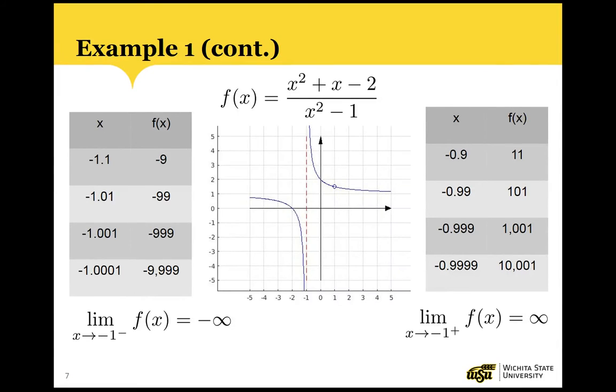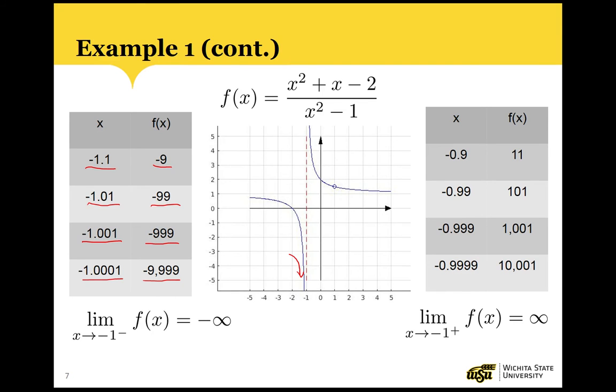Continuing on with example 1, we see that we have the limit from the left, on the left-hand side of our screen here, and we are plugging in values that are getting progressively closer to negative 1 from the left. And as we do that, our function gets larger and larger in the negative sense, and trends down in this direction. As such, we say that the limit from the left as x approaches negative 1 of f of x is equal to negative infinity.